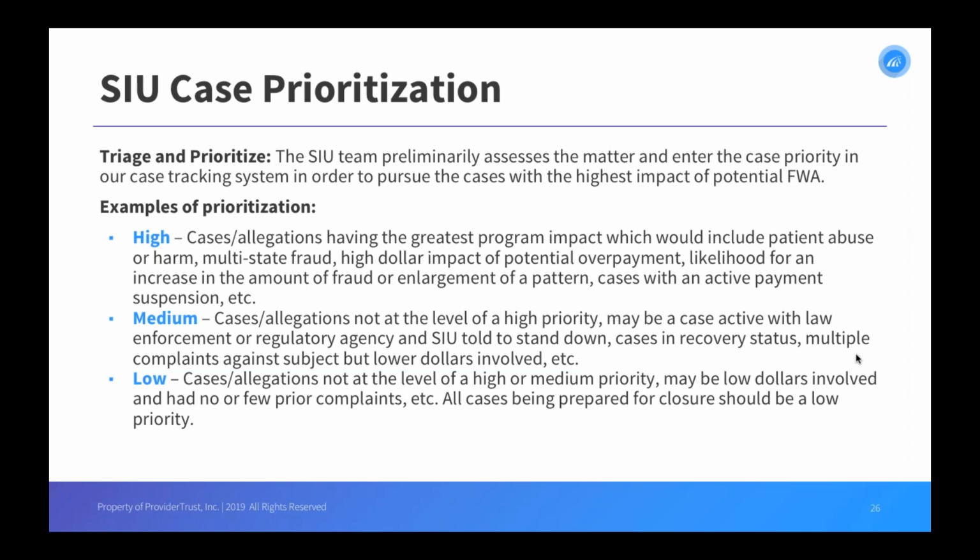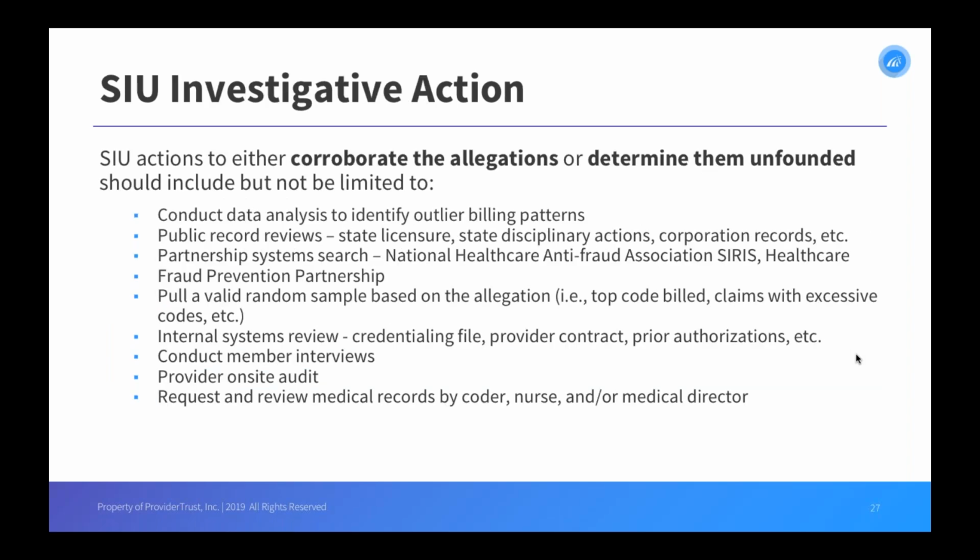Cases in recovery status, multiple complaints against the subject but lower dollars involved, etc. And then low: cases or allegations not at the level of a higher or medium priority, maybe low dollars involved and had no or few prior complaints. All cases being prepared for closure at this health plan should be a low priority. Right, so just a quick example of what that could look like.